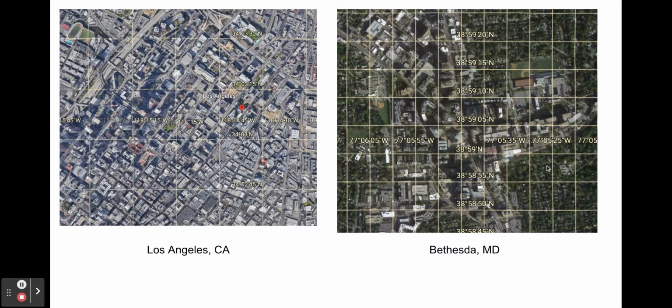Here's Bethesda. You see a lot more green spaces that include dirt and gravel and grass. Water can sink into all of those areas. So think about which city would experience more runoff and which city would experience more infiltration. Los Angeles will definitely experience more runoff in a major rainstorm, and Bethesda will have more infiltration.